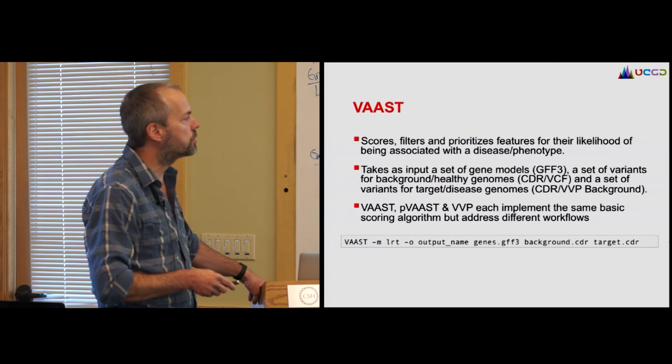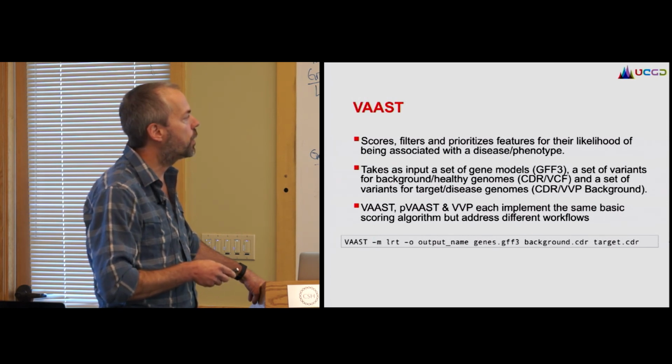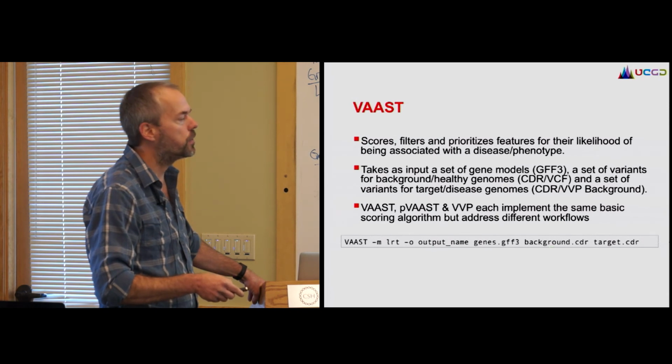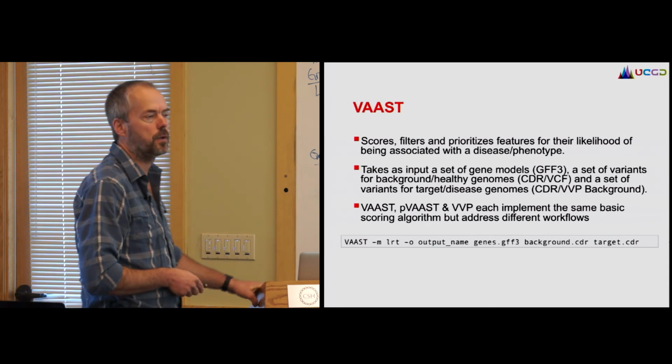And again, just a real quick example of a simple command line. There's a few required options. What scoring mode are we going to use? In this case, the default, the likelihood ratio test. Where is the output file going to go? And then again, we give it the set of genes, the background individuals as a CDR file, and the target or affected individuals as a CDR file.